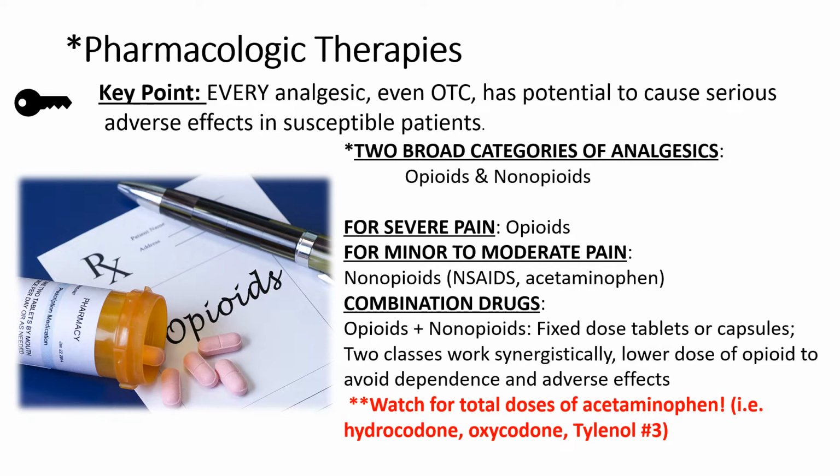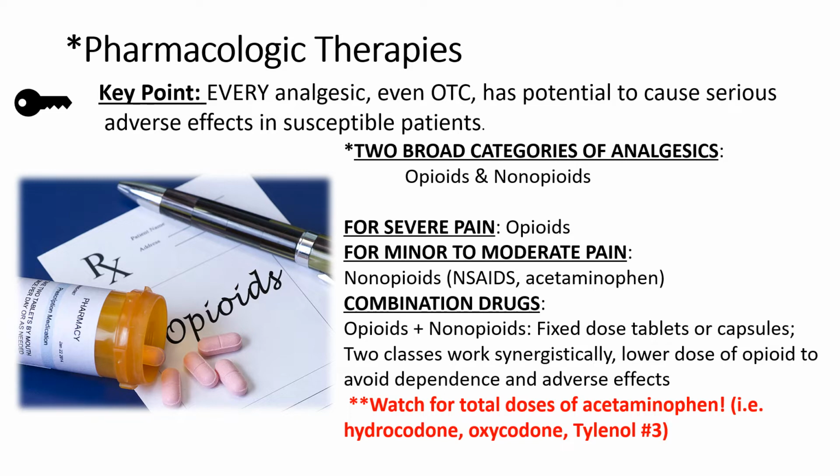So for minor to moderate pain, so typically something like dental pain, maybe a minor injury, we use non-opioids. They don't have any addictive potential, and they're very effective for minor to moderate pain. Okay, so acetaminophen and NSAIDs are the groups, and we often combine them together.